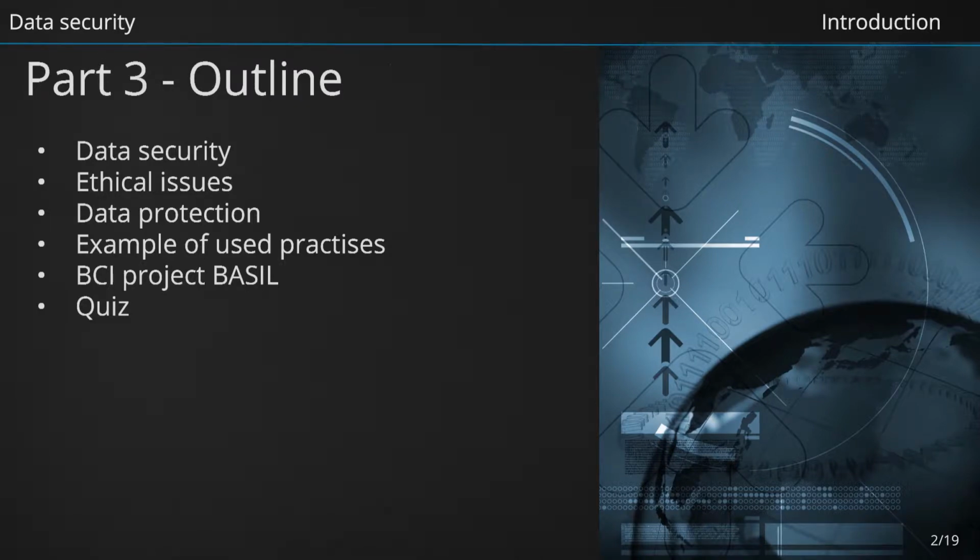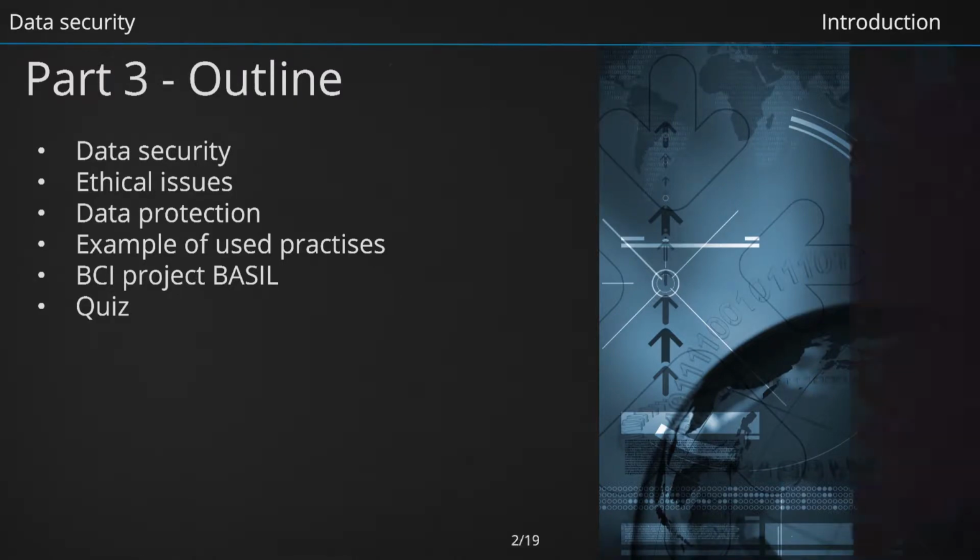Later in this part, we will also show a short example on how to refine the collected data to be more secured according to the regulations of the European Union. For example, through the use of anonymization and pseudonymization, and present how security issues are dealt with in the Brain-Computer Interface project Basil. This part is, as usual, concluded with a short quiz. Now, we can move on to the most common problems related to data collection security.